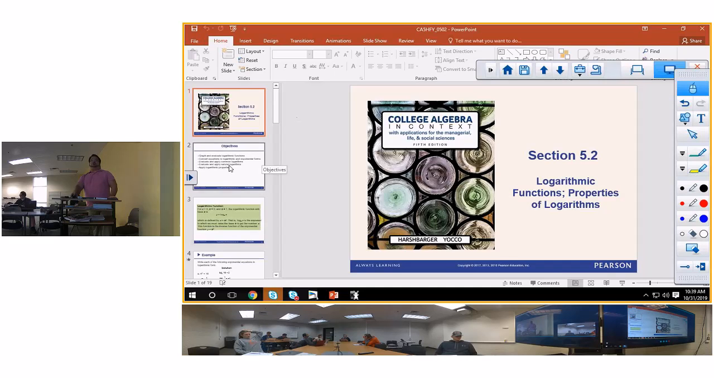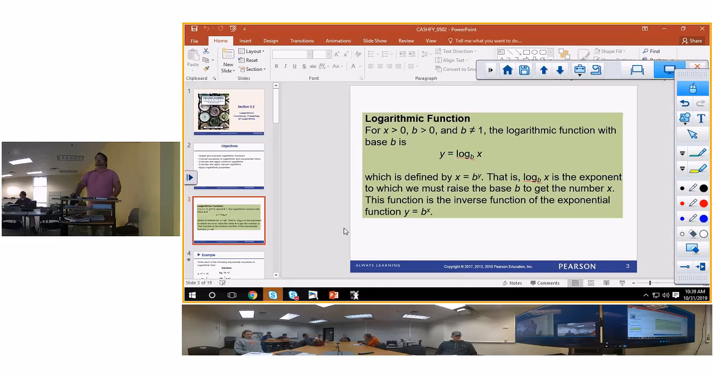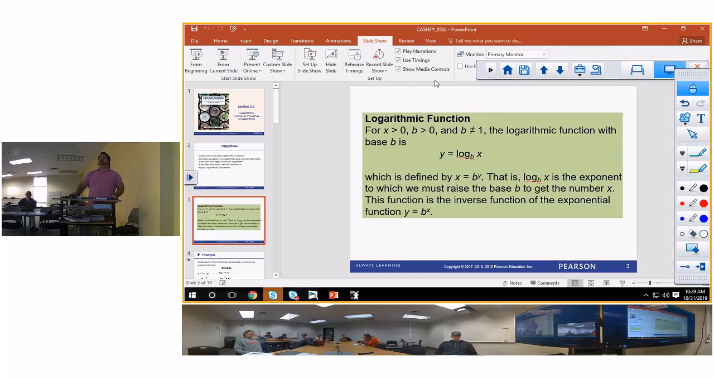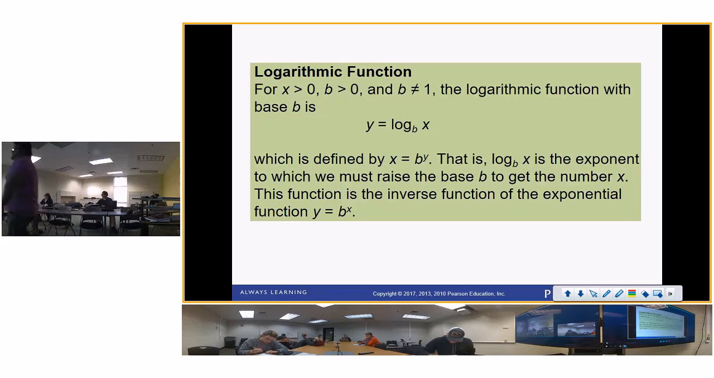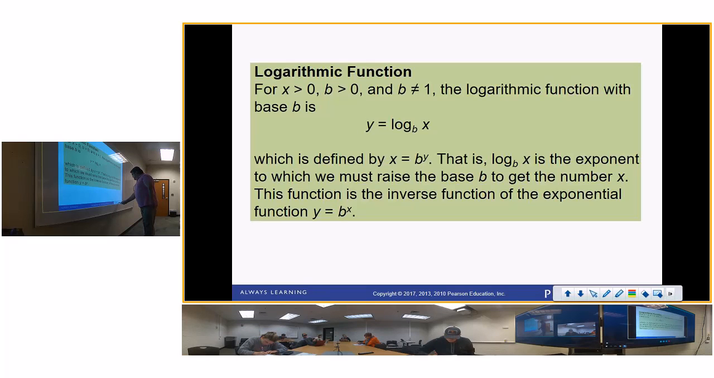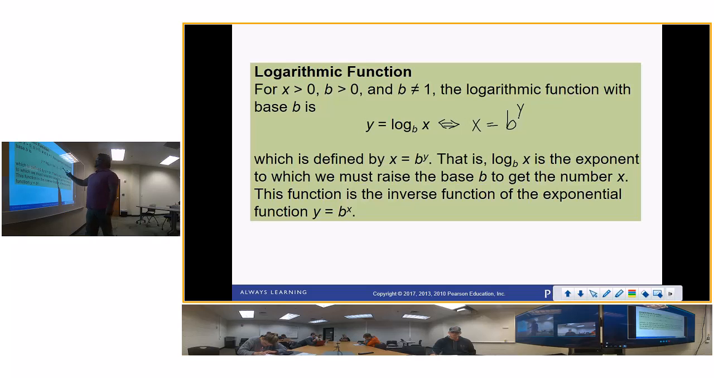So here's where we get into the logarithms. There is your definition of a logarithm. So if you didn't write it down before, make sure you write it down now because there it is. Here it is right here. Y is equal to log base b of x yields, either way, x equals b to the y. That is the definition of a logarithm.